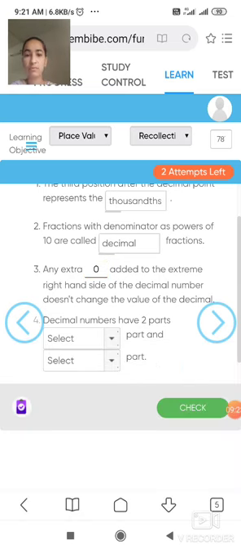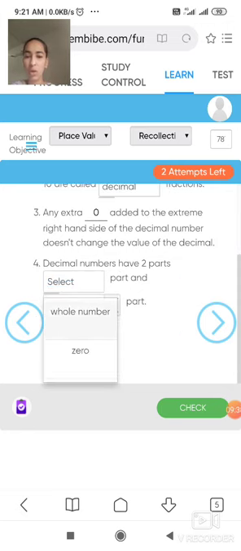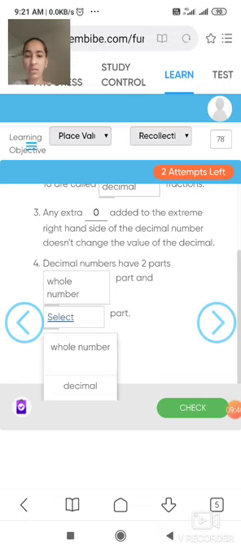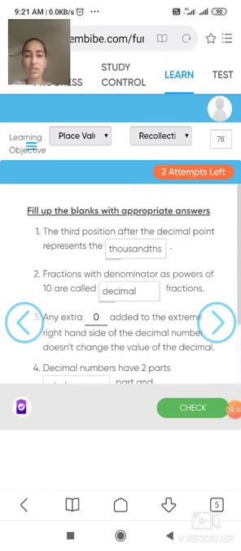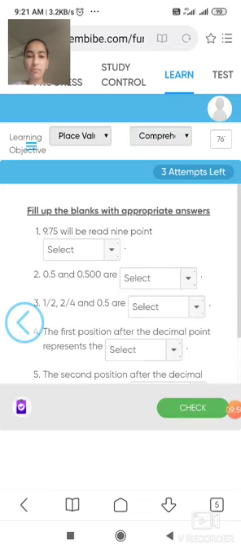Okay students, let's take another example. Decimal numbers have two parts, dash part and dash part. Which two parts are there? Yes, first is the whole number part and the second is the decimal part. Yes students, these two parts are in a decimal number. Okay, let's take one more example.